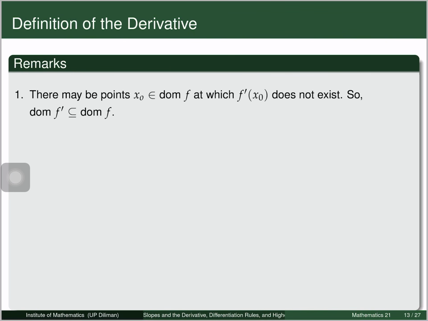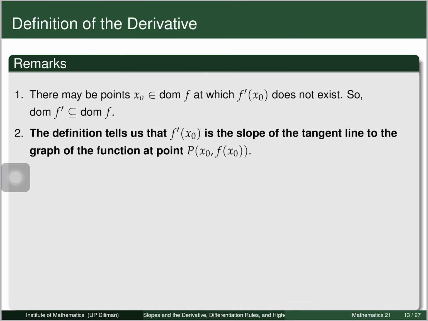Some remarks. The derivative, f prime, will only exist if in the first place f exists. So the domain of f prime is a subset of the domain of f. Again, as motivated, the definition of f prime of x naught is the slope of the tangent line to the graph at point P.